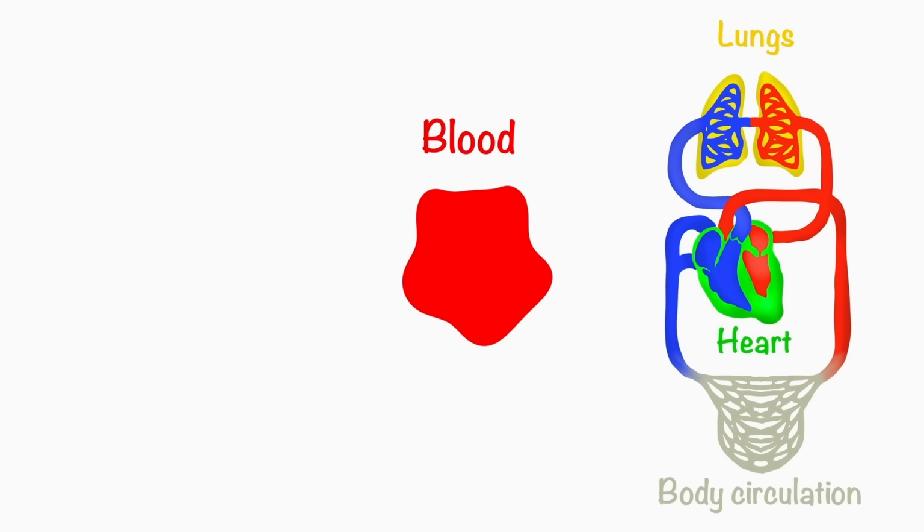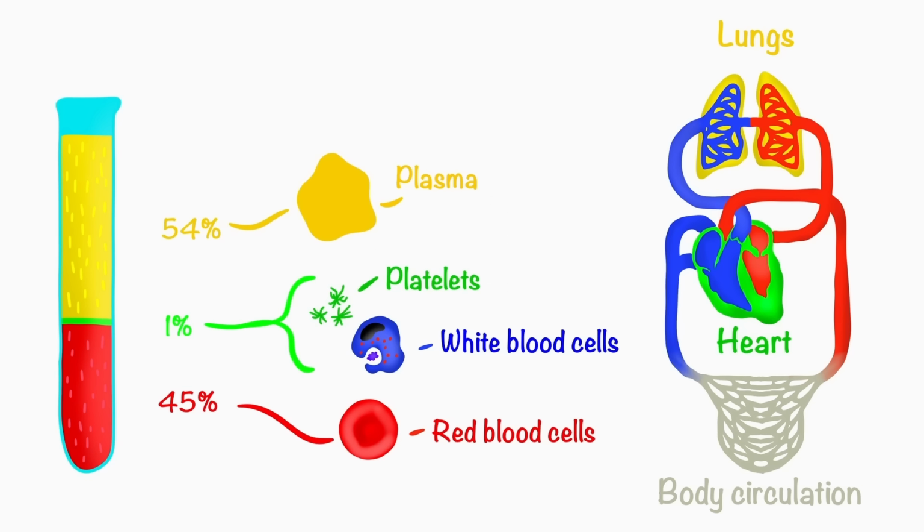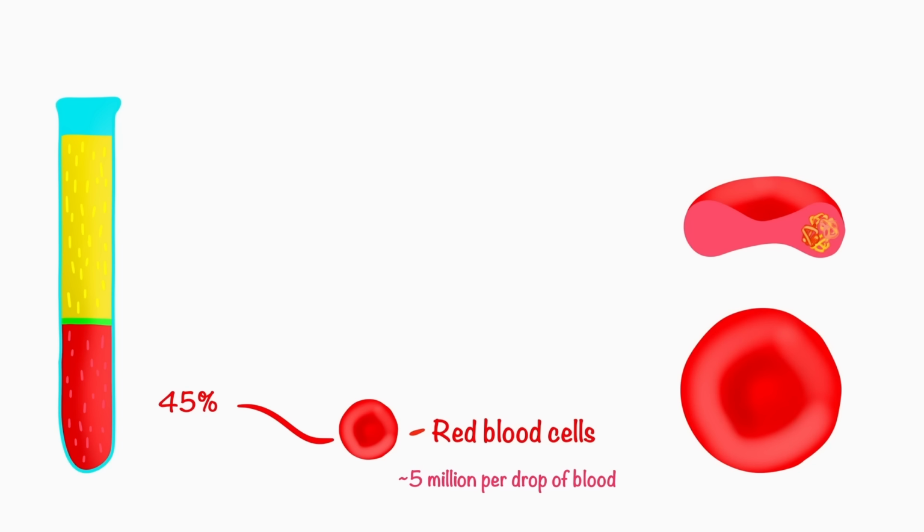Flowing through this complex network of vessels is blood, a specialized tissue that transports vital substances throughout the body. Blood is classified as a tissue even though it's fluid, and it makes up about 7 to 8% of your body weight. Blood consists of four main components: red blood cells, white blood cells, platelets, and plasma. Each component has specific functions essential for survival. Let's start with red blood cells.